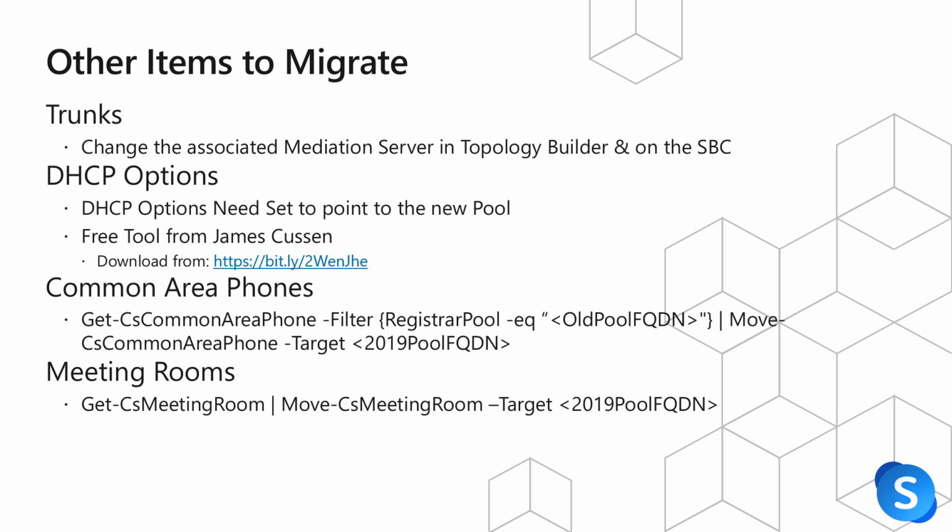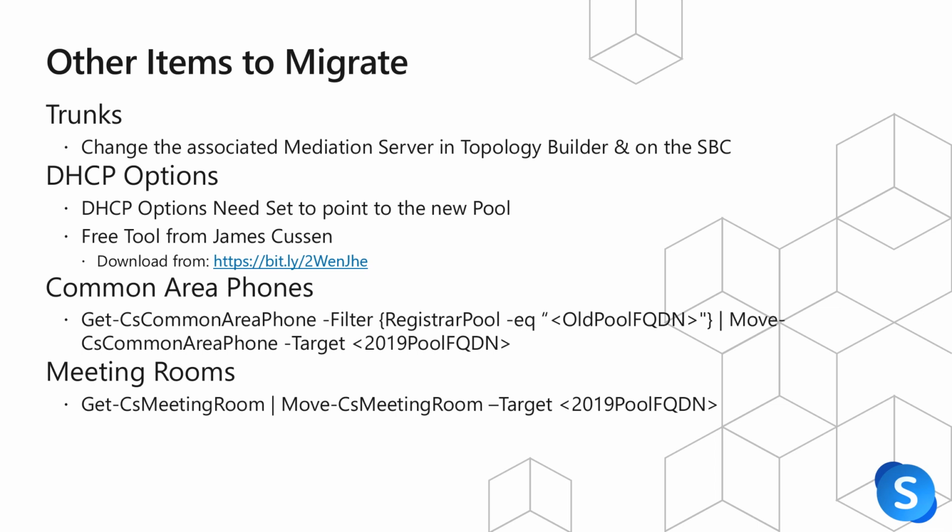DHCP options also need to be changed. So the DHCP options are actually looking at whatever the old environment was for provisioning a Lync Phone Edition device. So we actually need to change this, and the easiest way to do that is by using a free tool from James Cussen. You can download it via that link. And this tool will just simply ask you for the new FQDN. Simply type in the FQDN for all your DHCP pools that you have, and it will change it across the board.